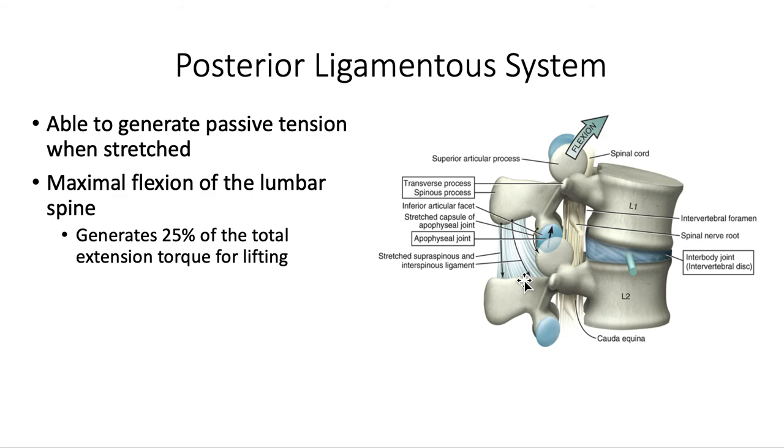Maximal flexion of the lumbar spine generates about 25% of the total extension torque for lifting, therefore helping us to overcome the force of lifting an object. Many researchers who studied the topic generally believe that maximum flexion of the lumbar spine should be avoided during lifting. The lumbar spine should be held in a near neutral position. Maintaining a neutral position will align the local extensor muscles to be most effective at resisting anterior shear.